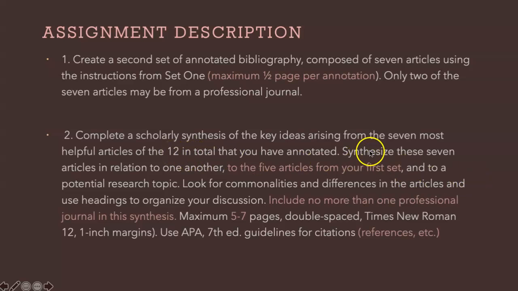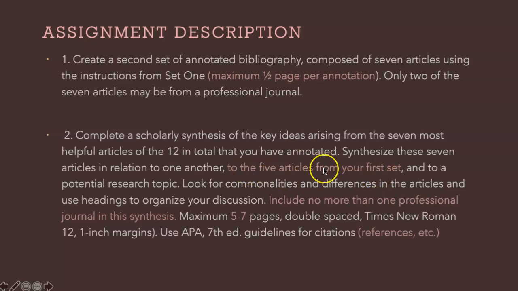So you're going to synthesize these 7 articles, whichever ones you've chosen, among the 12 that you have available to you, in relation to one another. And we're going to talk in more detail about what that looks like. To the 5 articles from your first set, you're looking at that thinking, oh no, now do I have to do all 12 articles? No.